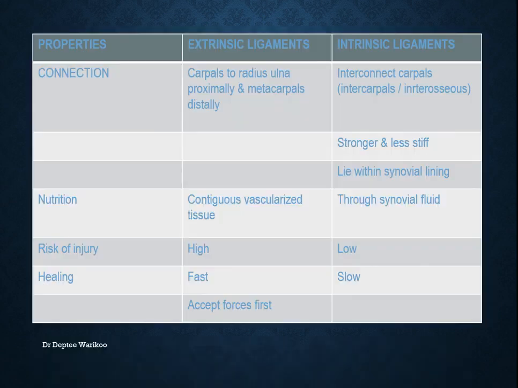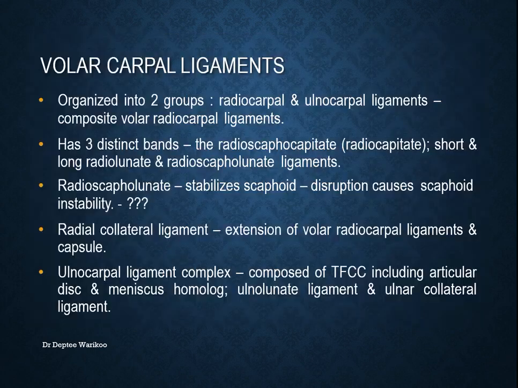So before going into volar and dorsal components, see there are extrinsic and intrinsic ligaments, how we describe them. The extrinsic ligaments are carpals to radius and intrinsic are between the carpals. The extrinsic ligaments are contiguous vascularized tissues, but the intrinsic are through the synovial fluid. There is high risk of injury to the extrinsic ligaments and low risk of injury to the intrinsic ligaments. The extrinsic ligaments heal fast, but the intrinsic ligaments take time to heal.